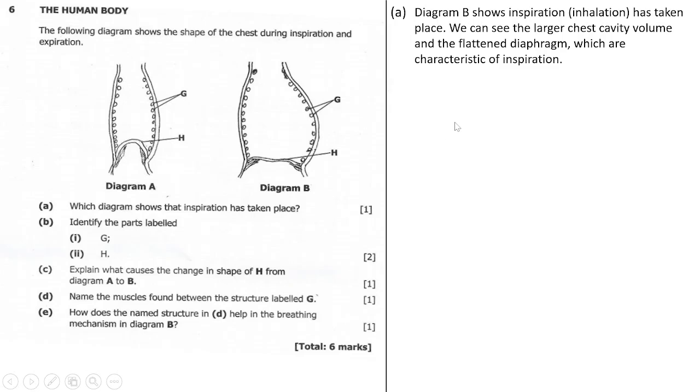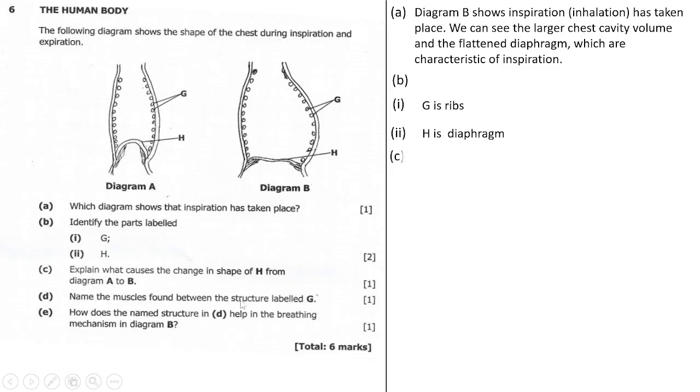breathed in, the chest cavity increases, and this is what happens. Then we go to B. B says identify the parts labeled Roman numeral 1, G, and Roman numeral 2, H. So Roman numeral 1, G, is the ribs, and Roman numeral 2, H, is the diaphragm.